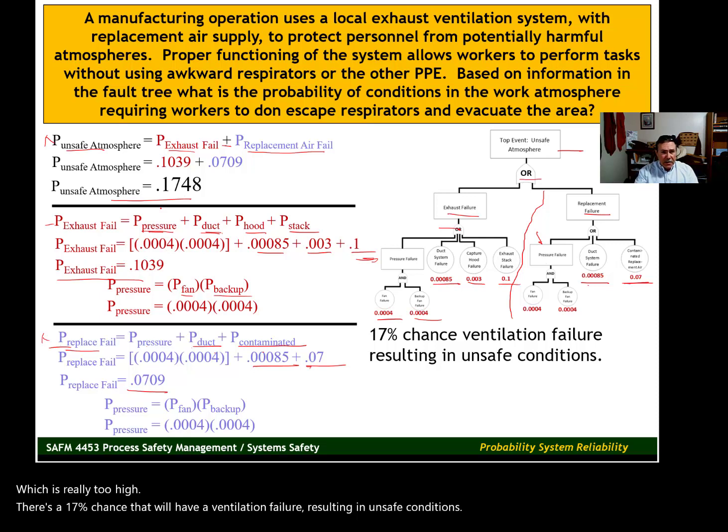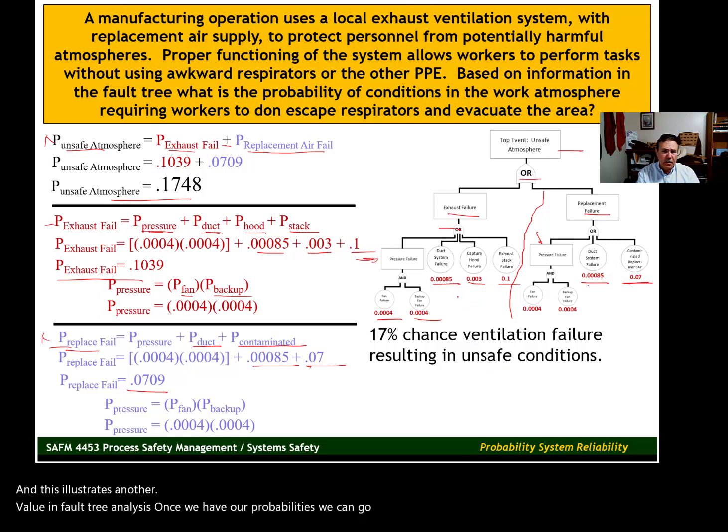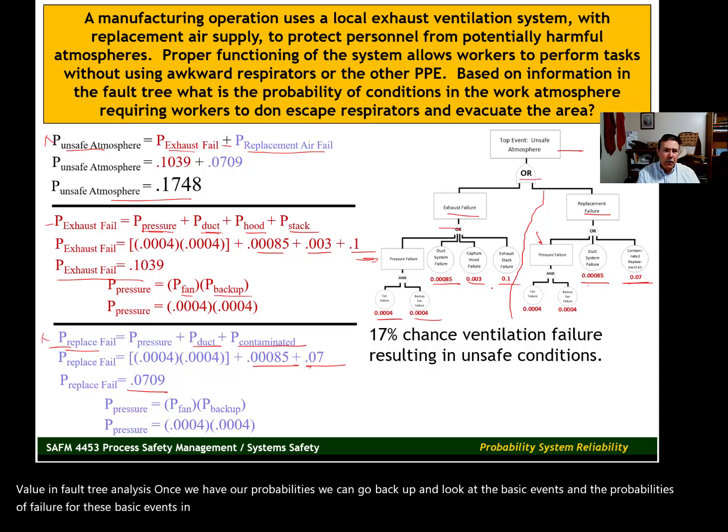And this illustrates another value in fault tree analysis. Once we have our probabilities, we can go back up and look at the basic events and the probabilities of failure for these basic events and these basic components. And we look for areas where we can tweak the system to lower the risk, to lower the probability of failure.